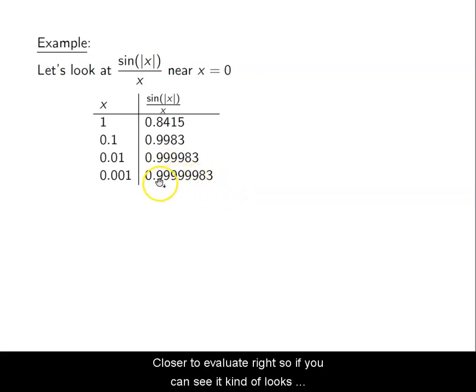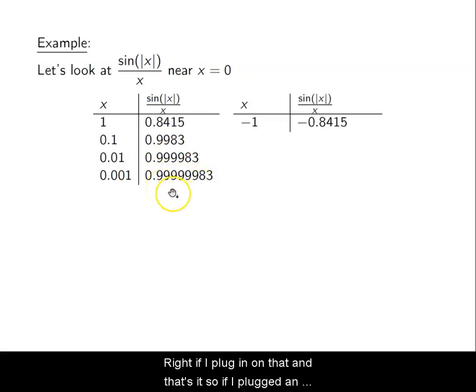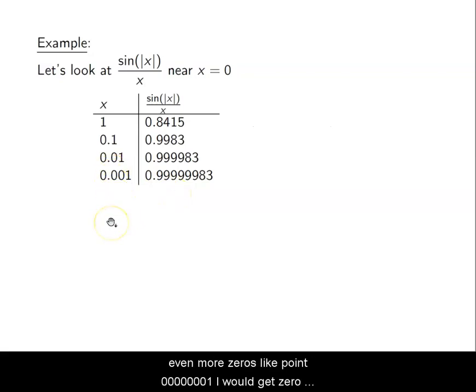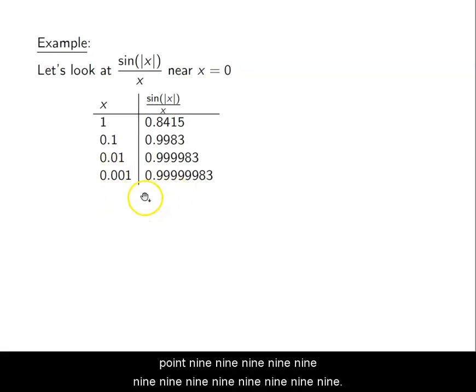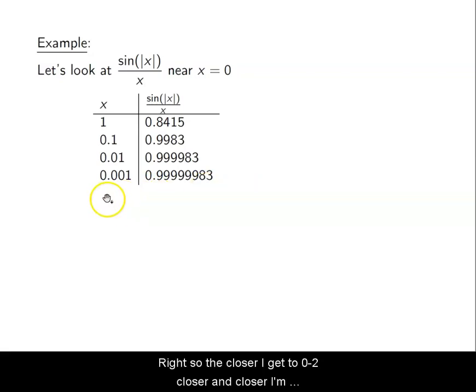If you can see, it kind of looks like I'm approaching the value of 1. This is pretty far from 1. This is very close to 1. This is extremely close to 1, right? If I plugged in even more zeros, like 0.000000001, I would get 0.9999999999983. So the closer I get to 0, the closer and closer I'm getting to 1. I'll never actually equal 1 until I possibly plug in 0.